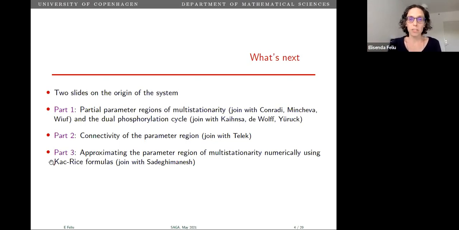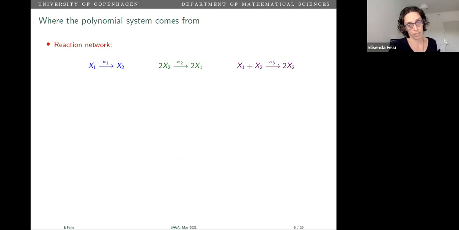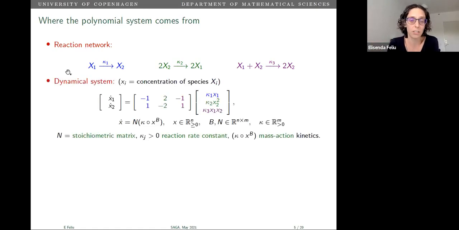So let's start with the first part about the origin of the system. And the system comes from some reaction networks. A reaction network, you know, it's a collection of reactions, chemical reactions. And as mathematicians, we just put the species, or what reacts, X's, right? X1, X2 are my 2 species. And then this is how they relate, this is how they interact. When you have that, you can associate to each reaction a positive number. These are the kappas that appeared in the first slide today.